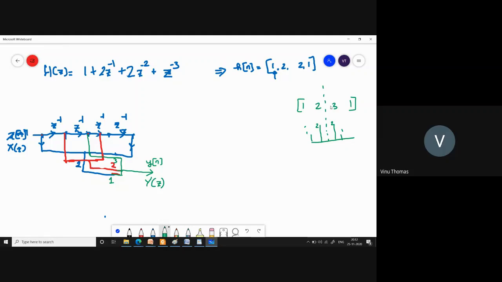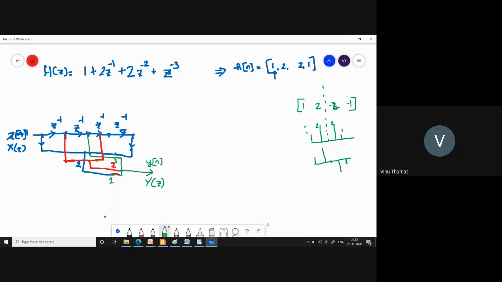What about 1, 2, minus 2, minus 1? What about this? Is it a linear phase filter? The minus 2 would be below the line. So 1, 2, minus 2, minus 1. Just tell me whether it's symmetric or anti-symmetric. It's anti-symmetric. Is it linear phase or non-linear phase? Since it's anti-symmetric, it has to be linear. You will get linear phase.